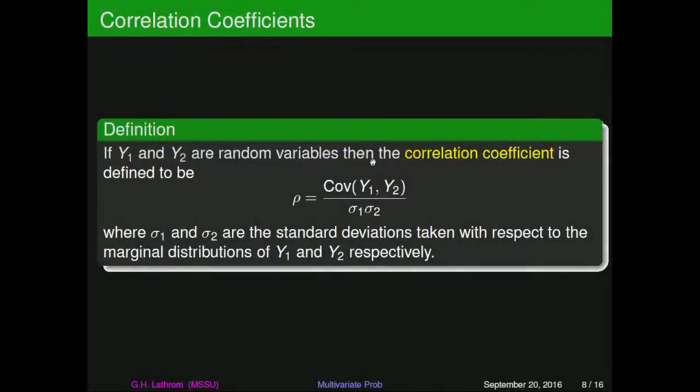Now, things that naturally go along with the topic of covariance are something that we see quite often in statistics. You'll see people talk about correlation coefficients. So let's see what those things are. If y sub 1 and y sub 2 are random variables, then the correlation coefficient is defined to be the covariance of y sub 1 and y sub 2 divided by the product of the standard deviations for y sub 1 and y sub 2. Sigma 1 and sigma 2 are the standard deviations, the square roots of the variances, computed with respect to the marginal distributions for y sub 1 and y sub 2 respectively.